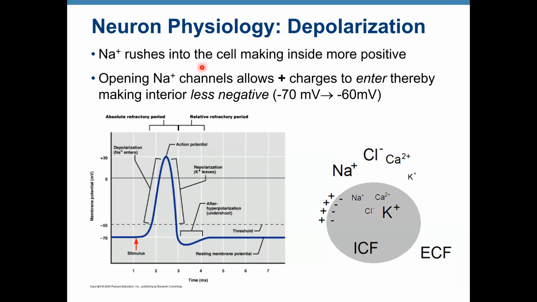So sodium rushes into the cell, making the inside more positive. Opening the sodium channel allows positive charges to enter, therefore making the inside less negative, from minus 70 to minus 60 to minus 55, right? And then when we open the voltage gated channels, the cell becomes positive inside, so plus 30.